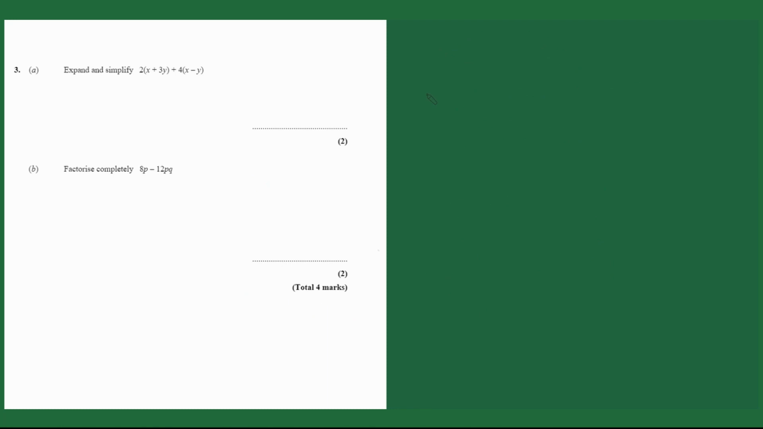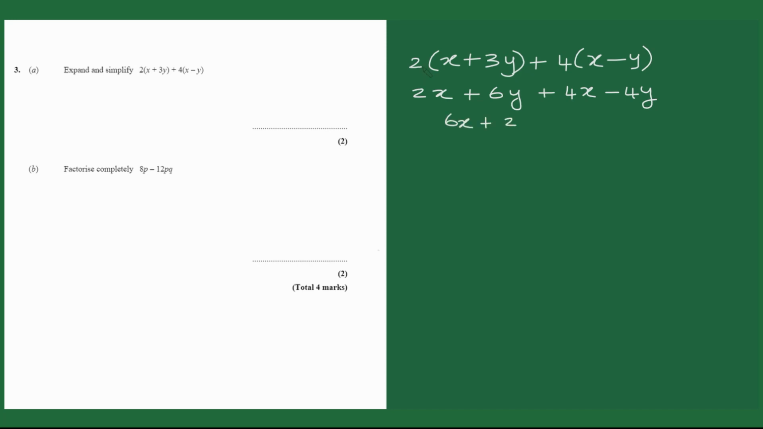Question number 3, expand and simplify. So let me write the question. 2x plus 3y plus 4x minus y. If you expand the brackets, 2x plus 6y plus 4x minus 4y. So 2x plus 4x is 6x, plus 2y. So that is the answer for the first part.